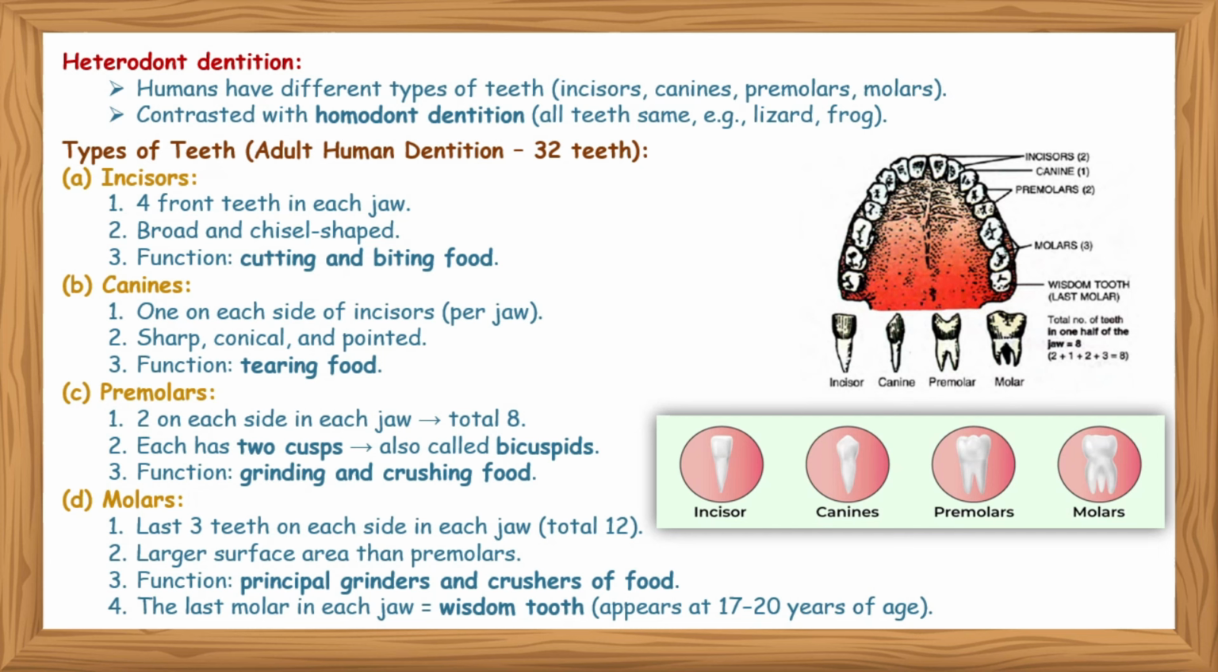Premolars: 2 on each side of each jaw, total 8 teeth. Each has 2 cusps, also called bicuspids. Their function is grinding and crushing food. Molars: the last 3 teeth on each side in each jaw, total 12, show a larger surface area than premolars. Their function is as the principal grinder and crusher of food. The last molar in each jaw is called the wisdom tooth, which appears at 17 to 20 years of age.